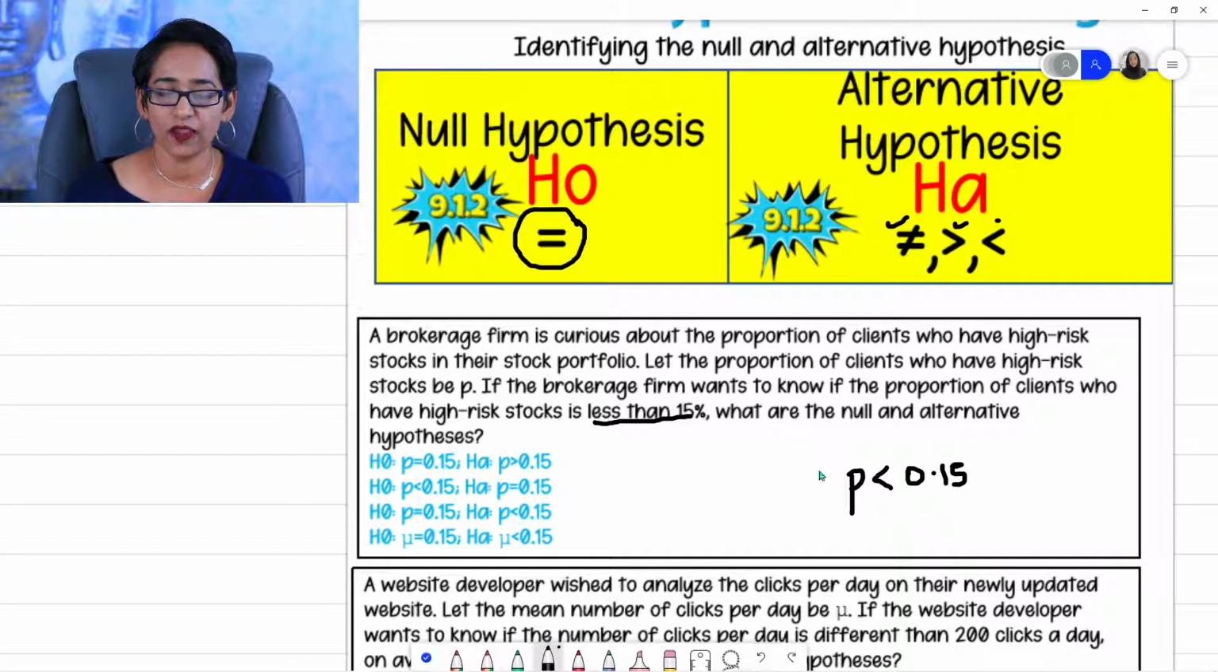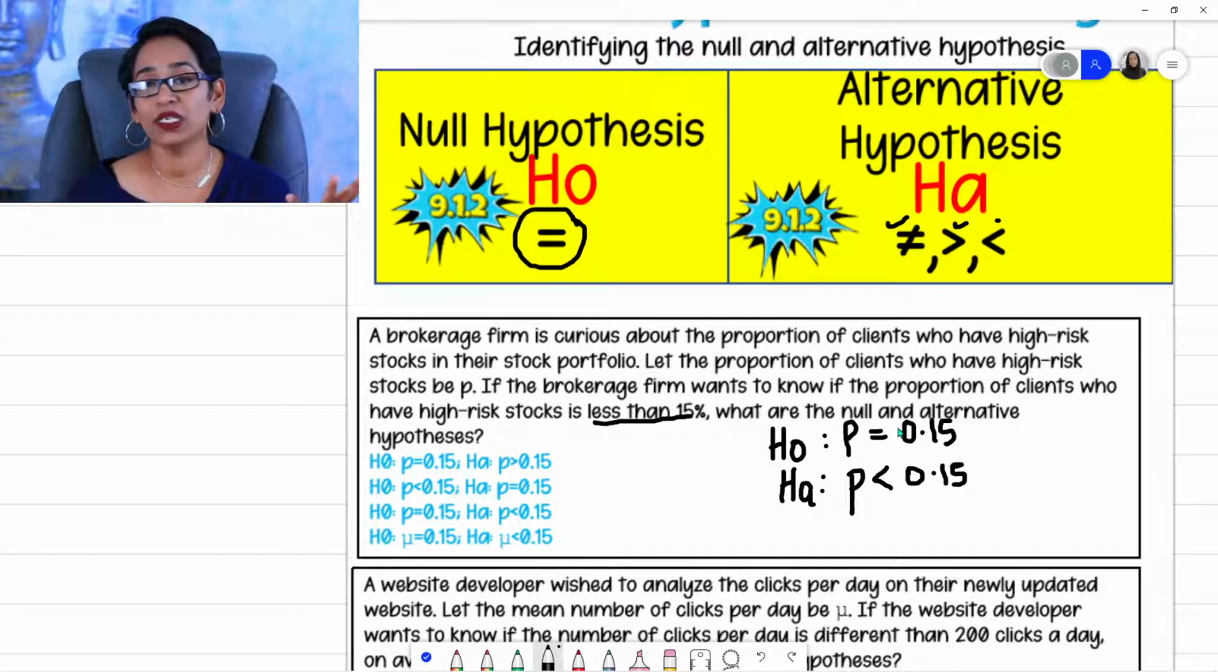And there you have it. If it is less than or greater than, it's my alternative. So I know this is my alternative. What is the opposite? If I have one less than, my null is going to be equal to. Remember, your null hypothesis is always equal to. Blindly, null hypothesis is equal to.